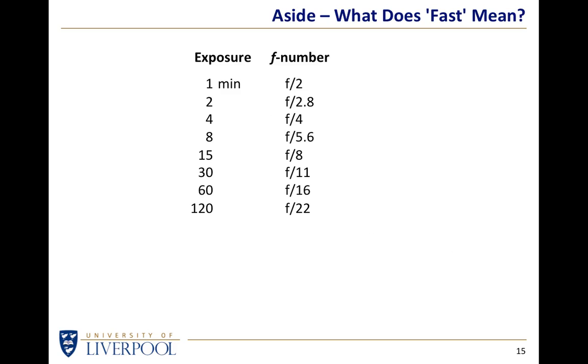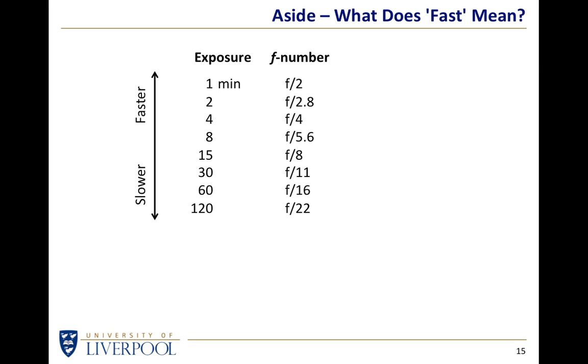And we can see what that means if we just take a hypothetical situation. If we wanted to expose for 1 minute at an F number of 2, this scale here, ranging from faster to slower, these all let the same amount of light onto the sensor. A 1 minute exposure with an optical system that's F2, the focal length being twice the diameter, lets the same amount of light onto the sensor as a 2 minute exposure at F2.8 or a 4 minute exposure at F4, et cetera.